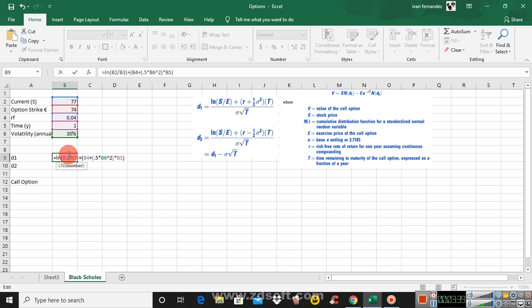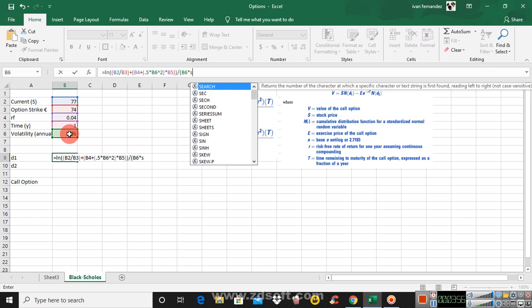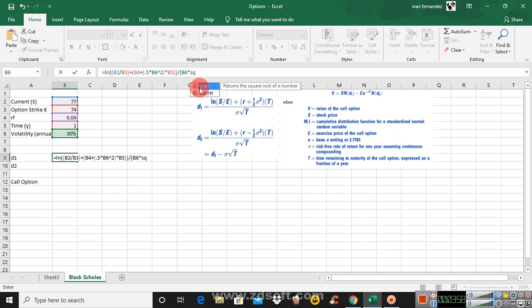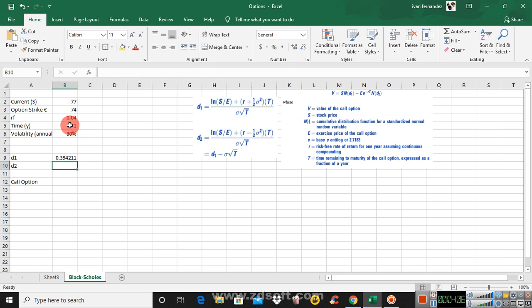And now I'm actually going to put the whole thing inside of a new set of parentheses, because now all of that is going to be divided by, parenthesis, the volatility times the square root of the time, which is 1. Close parenthesis, enter. Okay? So that's D1.